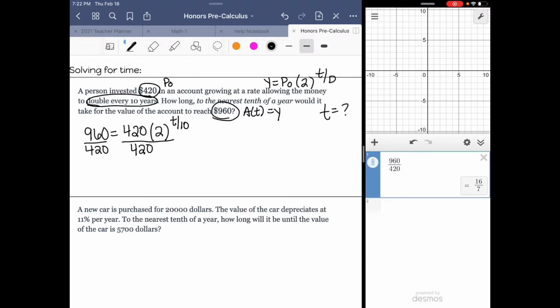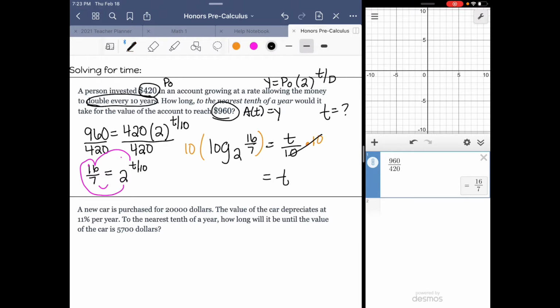Now, I would not use decimals here, because you could throw your whole answer off. I would continue to use exact values as much as possible. Then I have 2 raised to 10t, and this is where I would convert, so I don't have a logarithm. 2 raised to 16 over 7 converts into a logarithm: log base 2 of 16 over 7 equals t divided by 10. And the last thing you would do is multiply the whole problem by 10.